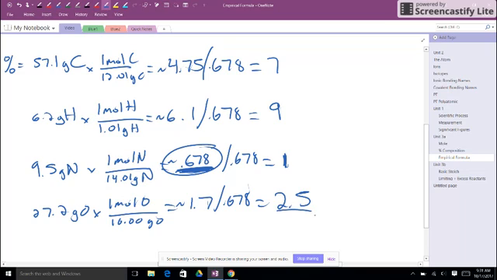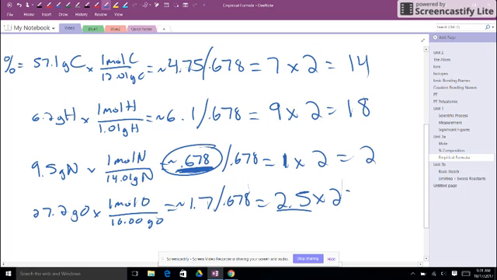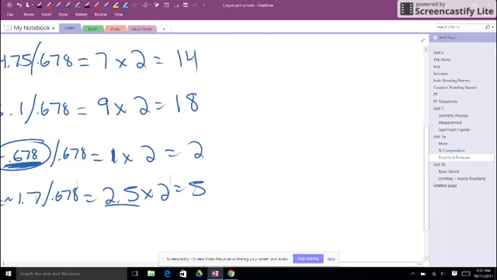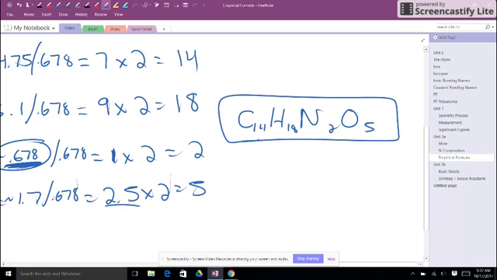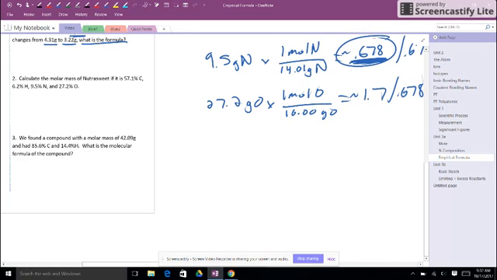So once we get that 2.5, this tells me that we've got to multiply all these values by 2 to turn all of them into a whole number. So we get 14, 18, 2, and 5. So it looks like the empirical formula for this NutraSweet compound would be C14H18N2O5. Pretty big compound. This is about as hard as they get, though. Okay, let's look at the last example here.